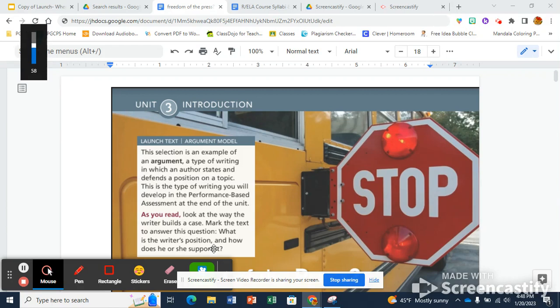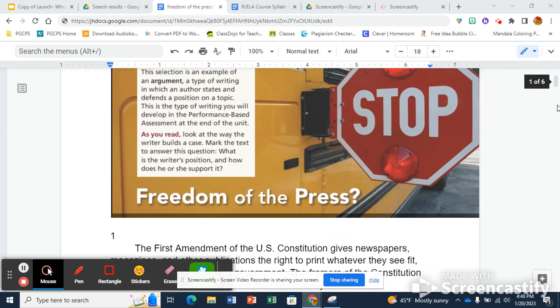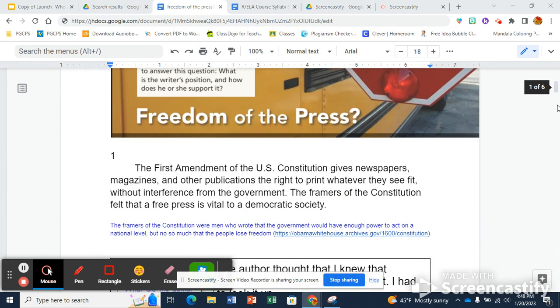Freedom of the press. This selection is an example of an argument, a type of writing in which an author states and defends a position on a topic. This is the type of writing you will develop on the performance based assessment at the end of the unit. As you read, look at the way the author builds a case. Mark the text to answer this question: what is the author's position and how do they support it?